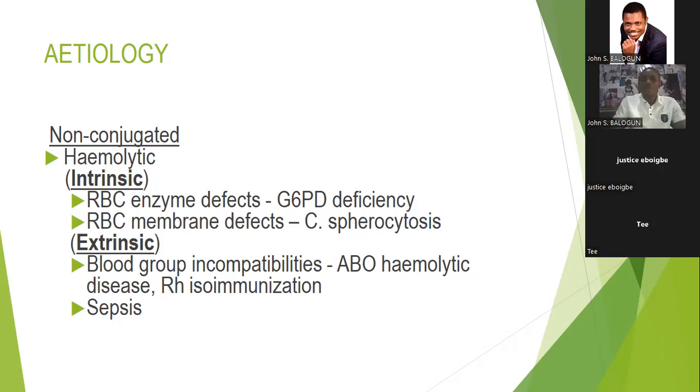Remember, we talked about the heme. That is the heme that has been oxidized by heme oxygenase to give you biliverdin. So as long as there is breakdown of red blood cells, there will be an issue with jaundice. So the intrinsic factor is if there are enzyme defects. Remember, one major enzyme in the red blood cell is the glucose 6-phosphate dehydrogenase enzyme. So when the level of that enzyme is low, the patient can be predisposed to breakdown.